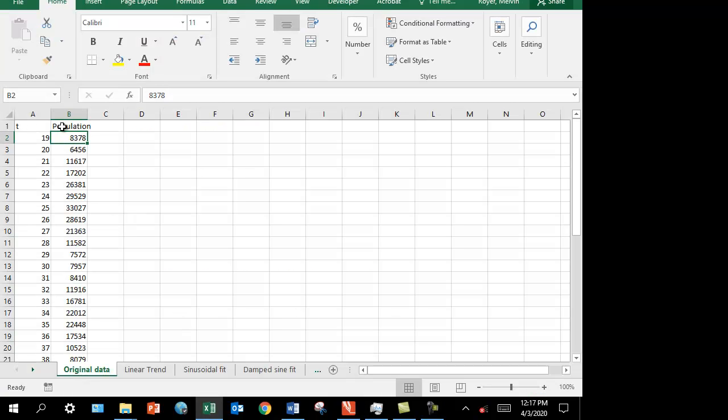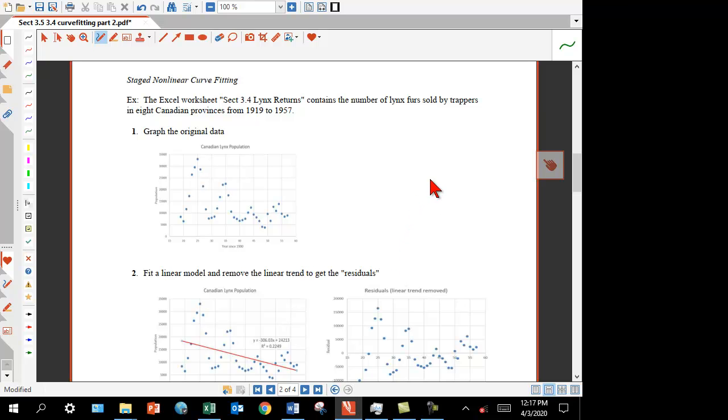Here it is. I call it population. This is pelt population or number of pelts. And here is years since 1900. This is a famous data set, actually. If we go ahead and graph it, it looks like this. On the horizontal axis are years since 1900, starting with 1915. And here is the population or number of pelts. And what we see is, first of all, overall, there is definitely a downward trend. Over time, fewer and fewer pelts were being sold.